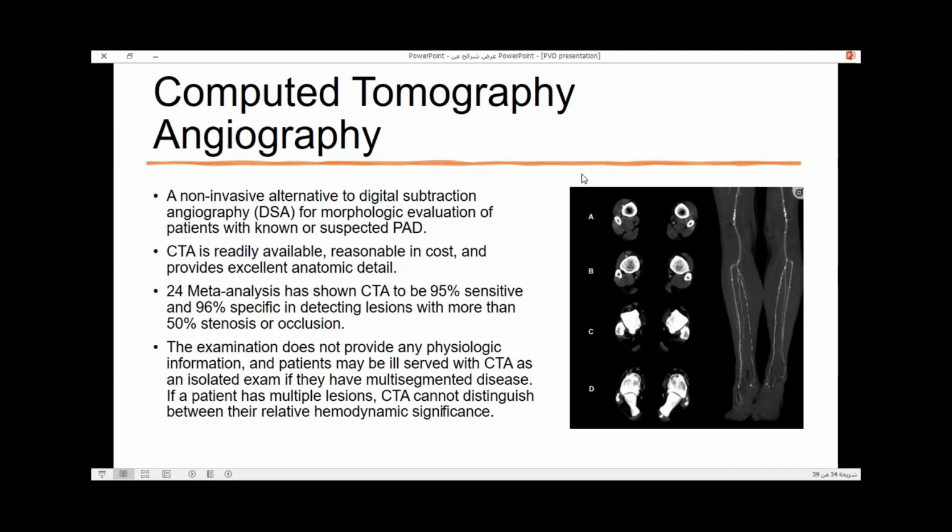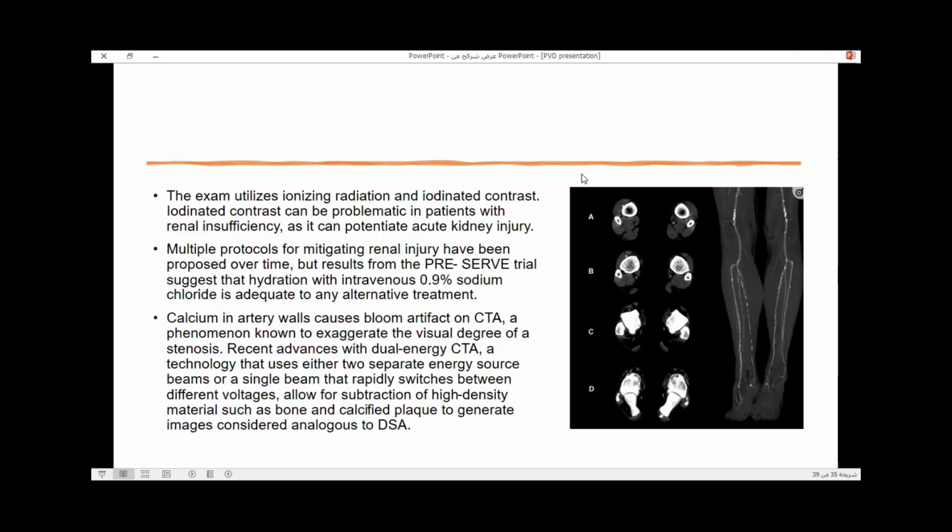Below the knee, we have an issue, and there's a problem with calcification of small arteries in evaluating whether it is stenotic or not. There is a new CT scan, dual energy CT scan, that can evaluate such lesions by excluding the artifact from the calcium in the arterial wall. The disadvantage of CT angiography is the use of contrast. Most of the patients with diabetes have renal insufficiency.